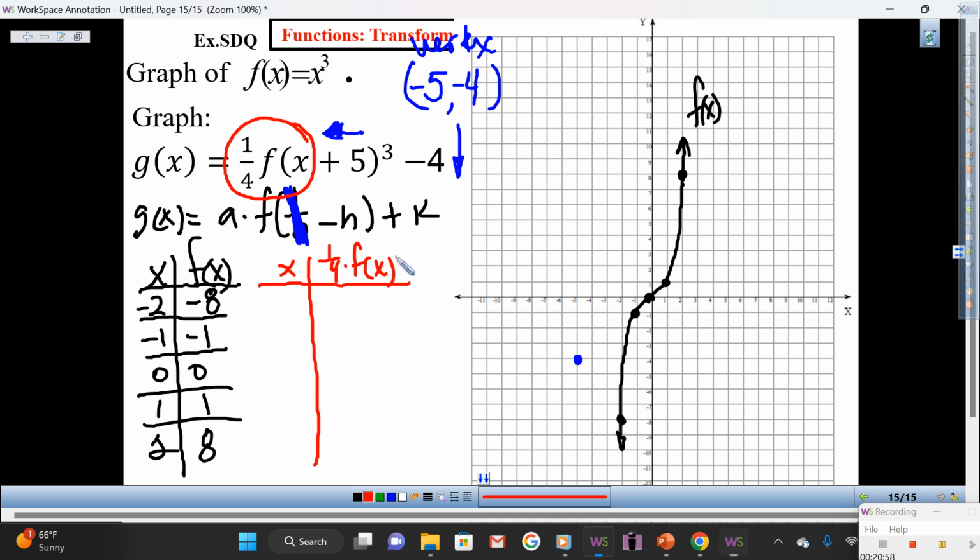And why don't I use the exponent? Because we're not doing anything inside of the parentheses. I don't like the exponent. So here we go. When x is -2, help me out, Delilah. 1/4 times what? Times -8, and that gives us -8 over 4. That's -2. Diego, go. -1.